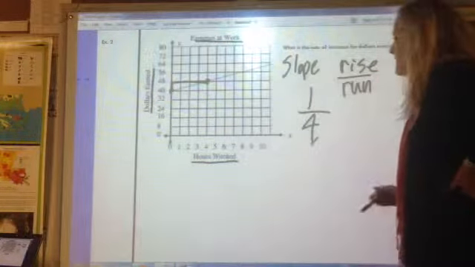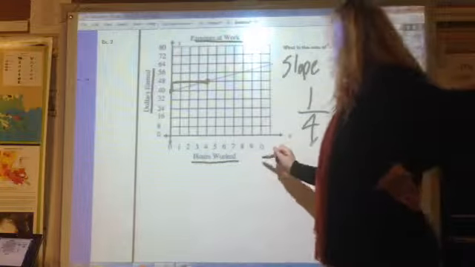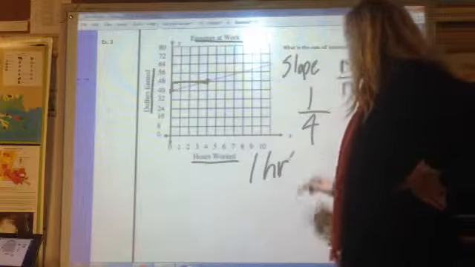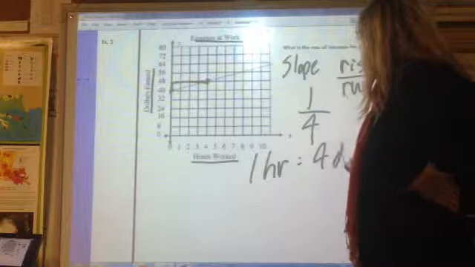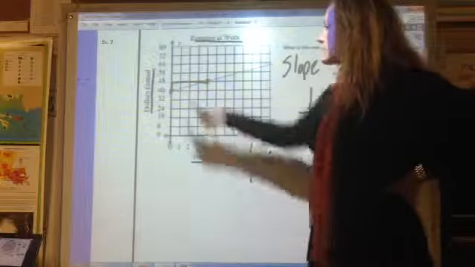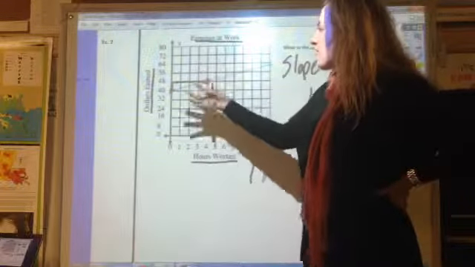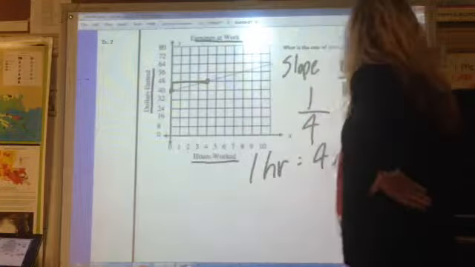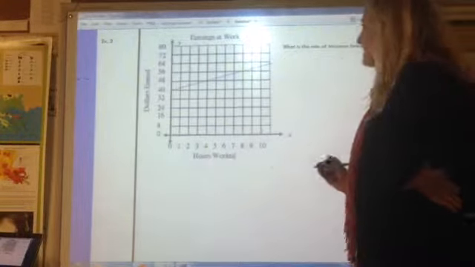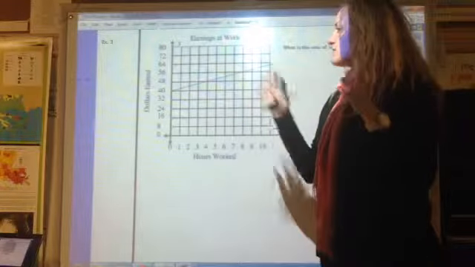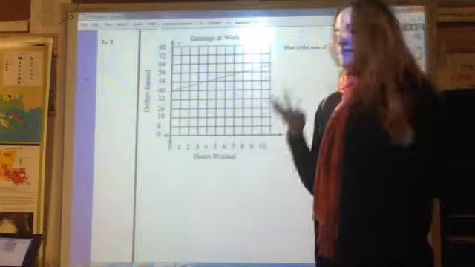So this tells me that for every hour worked, let's just say 1 hour, I'm going to make about $4 for each hour worked. I start off at 40, and then for every hour worked, I'm going to make an additional $4. That's all you have to do in terms of finding your rate of increase from a graph. Just find the slope between 2 different points, and that will tell you what it means.